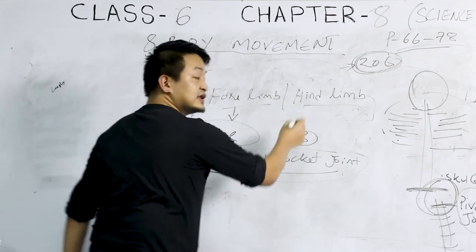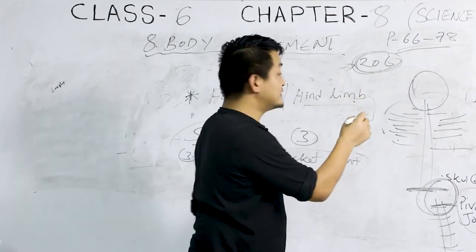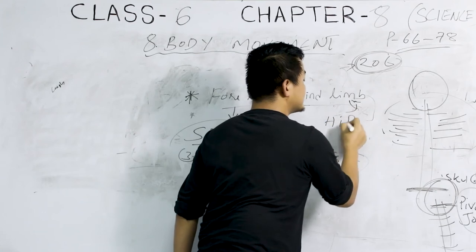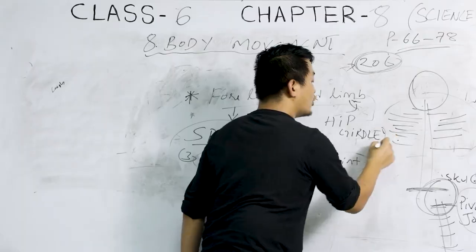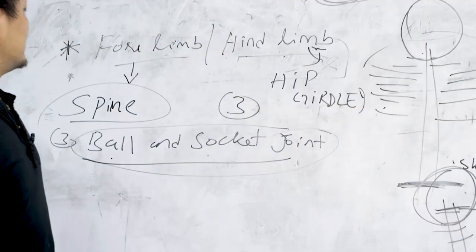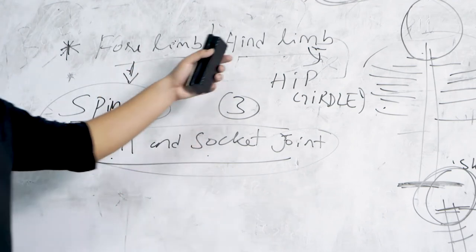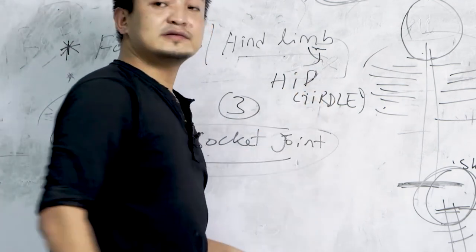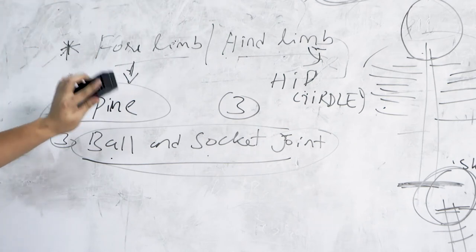Even in the hind limb, the ball and socket joint is present, and that is attached to the hip girdle, or pelvic girdle as well. So now, the forelimb is attached to the spine through a ball and socket joint, and the hind limb is attached to the hip girdle. Clear? Okay, students, we are done with the ball and socket joint.